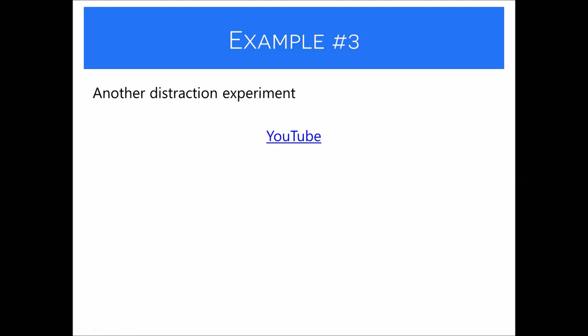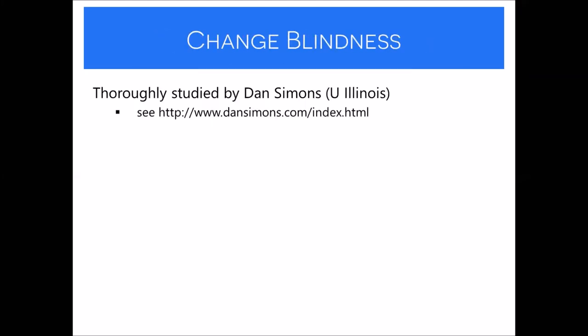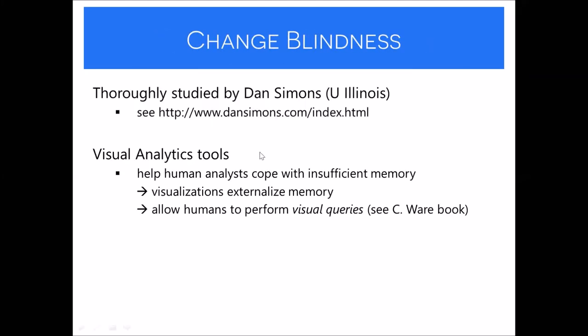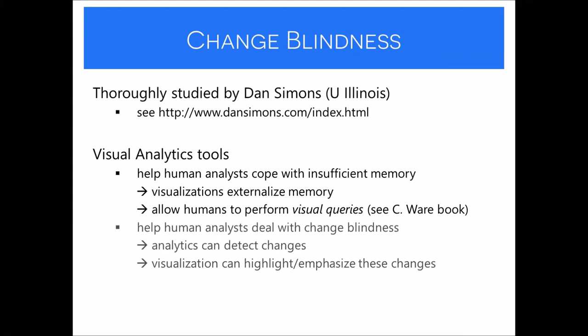So the answer to this is that your visual analytics tools should help the human analyst cope with these tasks. First of all, visualization externalizes memory, so you can memorize this in a visualization and then just look at what the detail was. For example, you can show the past frames on the side and compare them. Or you can do more: the analytics can detect the changes and then highlight them to the user, like what I showed you here.